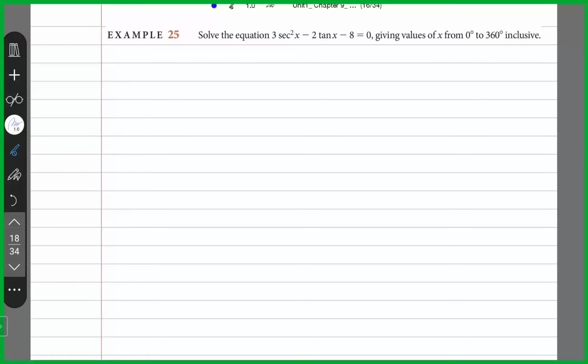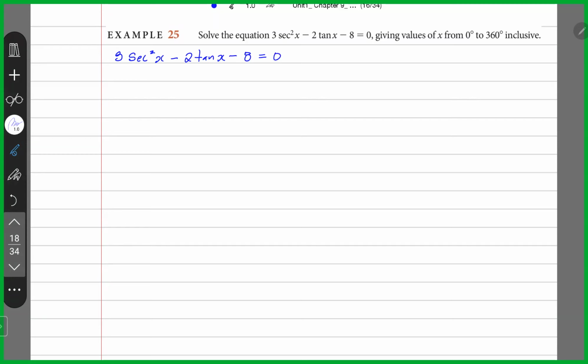All right, so example 25 is asking us to solve the equation 3 sec squared x minus 2 tan x minus 8 is equal to 0.